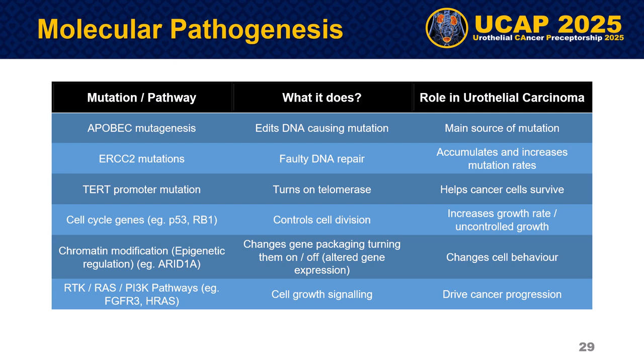Mutations in cell cycle genes such as p53 and RB1 cause unregulated cell division, while RTK-AKT pathways increase cell growth signaling. In addition to the direct impact of genetic mutations, there are also indirect effects caused by changes in epigenetic regulation. Epigenetic regulation governs how DNA is organized and accessed. Mutations in epigenetic regulatory genes such as ARID1A alter the way DNA is packaged, leading to changes in gene expression and consequently affecting cell behavior.